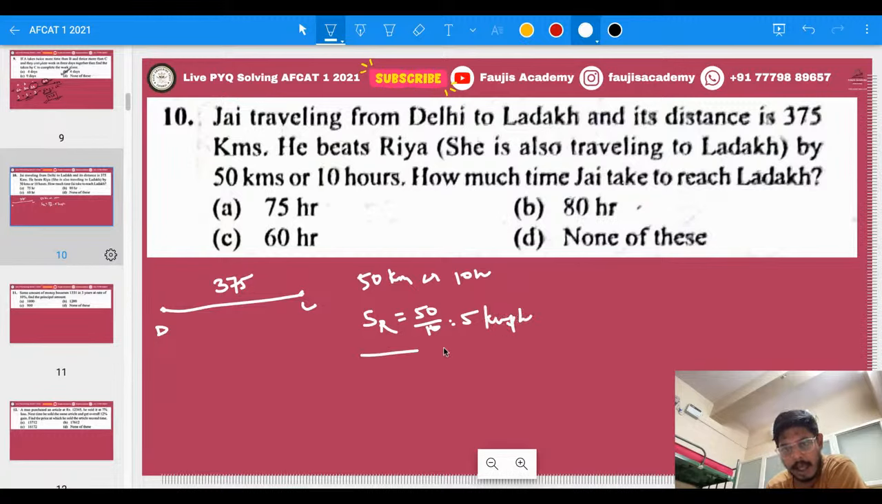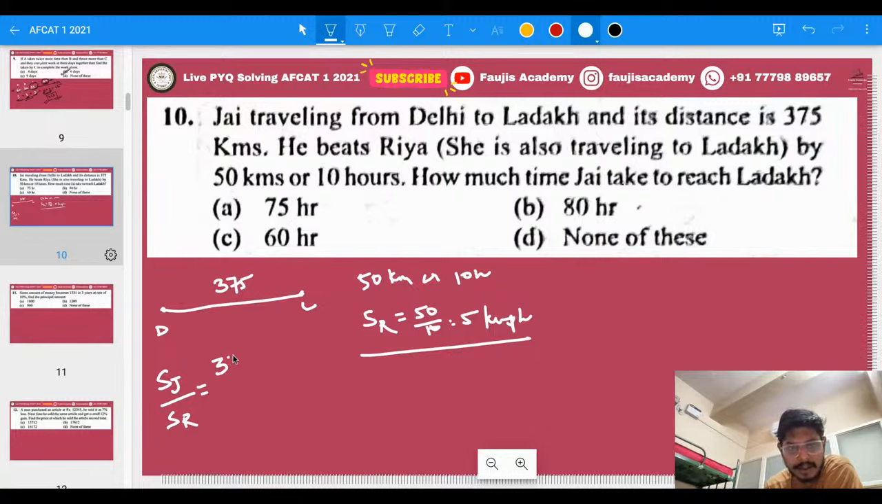That means the last 50 kilometers Ria is traveling in 10 hours. That means the speed of Ria is how much? 5 kmph. Now, the speed of Jai and the speed of Ria will be proportional to the distance traveled by them.